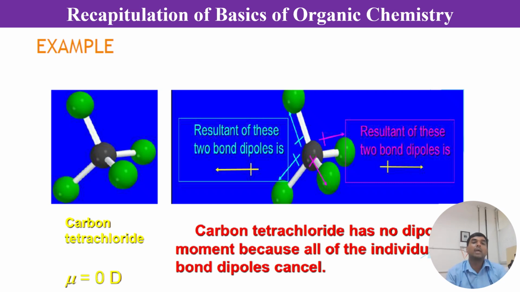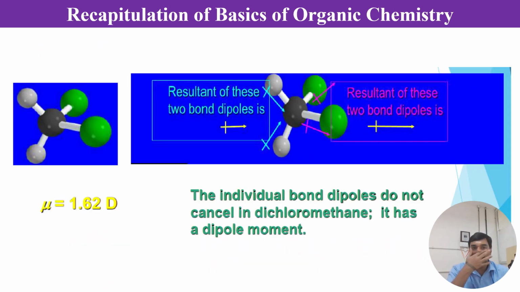Now let's see carbon tetrachloride. Similar to carbon dioxide, it's non-polar, because even though each carbon-chlorine bond is polar, it forms a tetrahedral geometry where the opposite dipoles cancel each other. The same is not the case in dichloromethane, where it is also sp3 hybridization, but in this case we get a resultant dipole moment from the two carbon-chlorine bonds which have a similar direction.